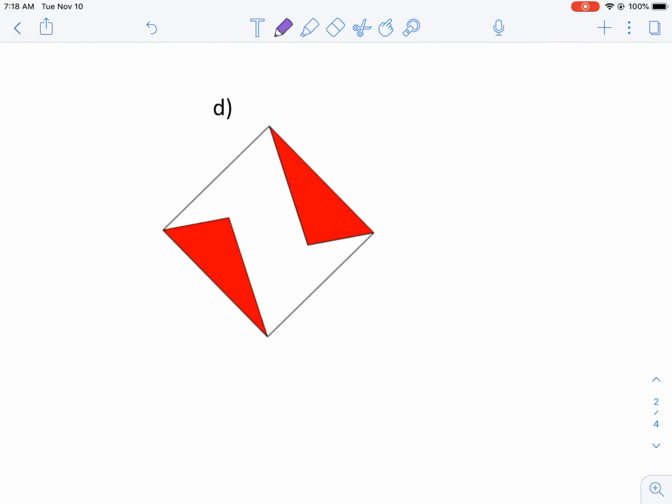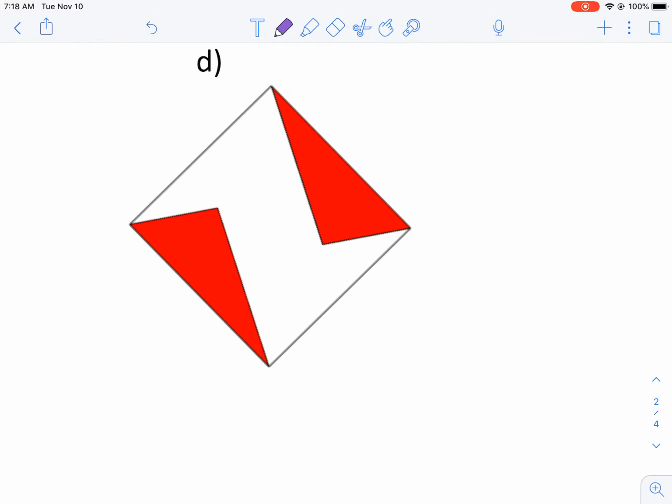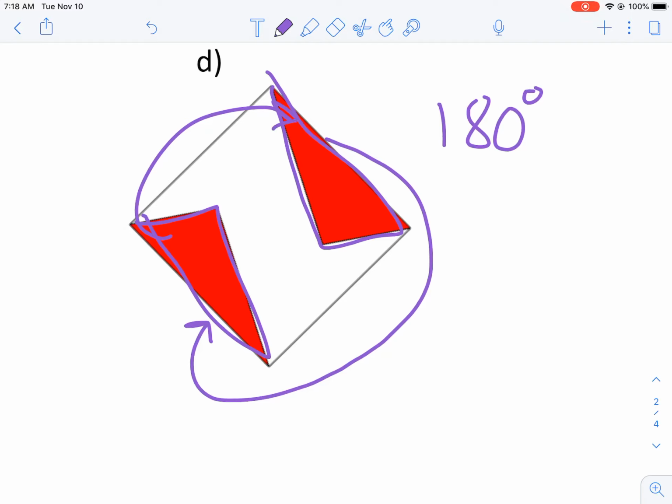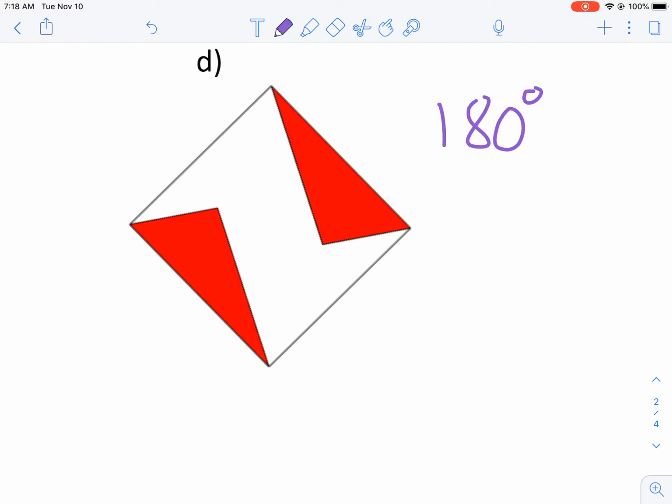And last but not least, this one, because it is a square, but because of the shadings, we can't say 90 degrees. However, this one will be the same if you rotate it 180 degrees. So it can do a half turn, because if you look at the triangles, this triangle, if you rotate it 180 degrees, will be in the same spot as this triangle, and that one's going to be in the same spot as this one. So it is going to look the exact same after 180 degrees.